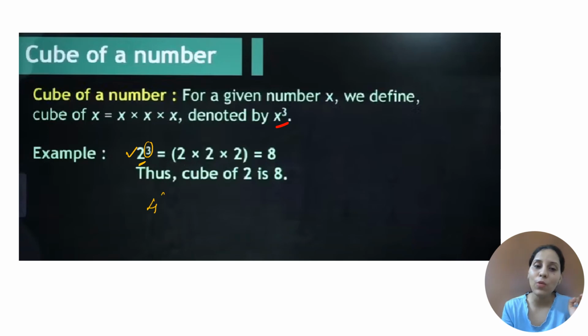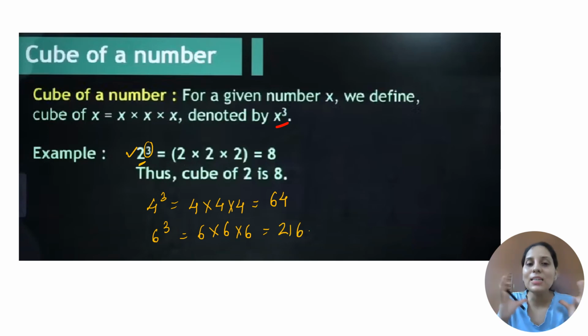Now for example 4 cube, that means 4 is multiplied 3 times and we get 64. Similarly 6 cube, 6 is multiplied 3 times and we get 216. So this is how we find the cube of a number. And I must say that you should know the cubes of the first 20 numbers by heart. You should be very quick to answer the cubes of the first 20 numbers. And when I talk about squares and square roots, you should know the squares and square roots of the first 30 numbers. Please note it.